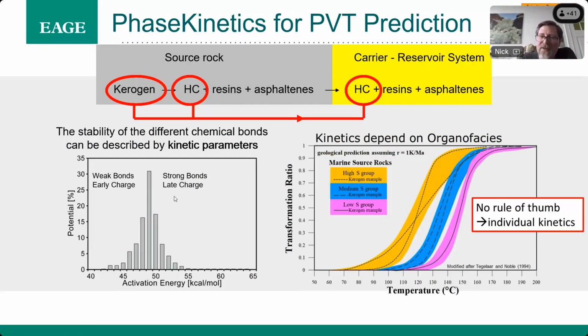So the main message here should also be: please use individual source rocks, because there is no rule of thumb and the kinetics depend strongly on organofacies. For example, sulfur-rich source rocks are much less stable than sulfur-poor source rocks and generate much earlier upon thermal maturation.